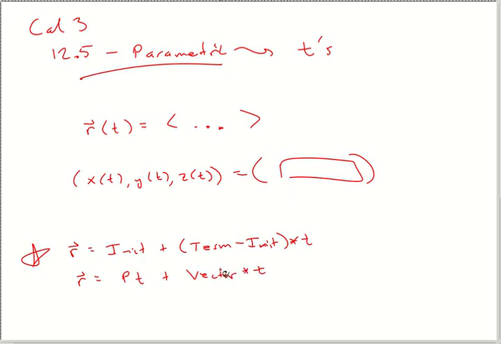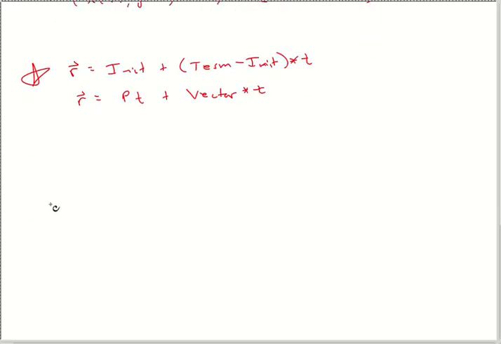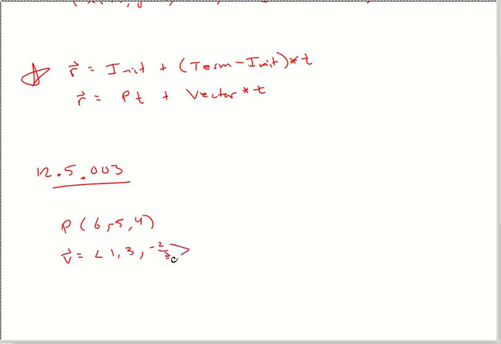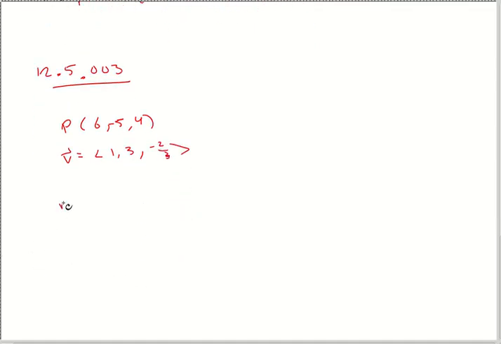Okay, well, let's get started. So I got 12.5.003. And so they give me a point, 6, -5, and 4. And then they give me this vector, 1, 3, -2/3. And they're wanting to know what r of t is. And so it's a vector, of course.